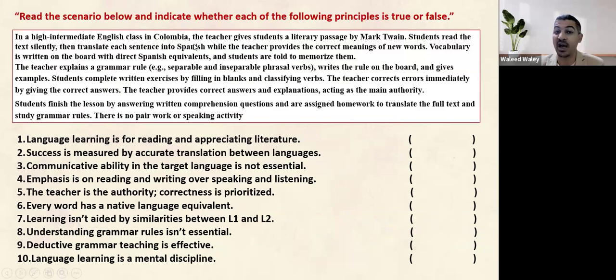It's a lesson which happened inside the classroom, and the teacher in this scenario used the grammar translation method. Okay, so I just want you to read this scenario and identify which one of these is correct and which one is not correct. You have only 2 minutes from now just to read. So go ahead.